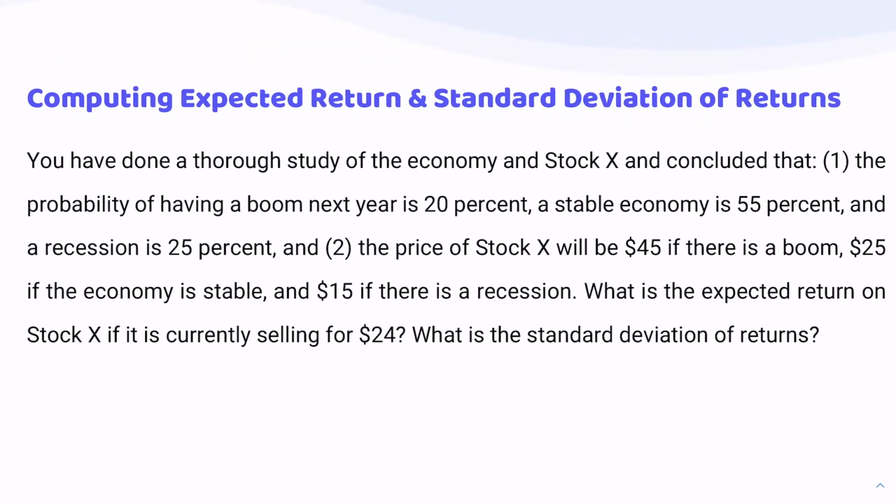We have the following question in which you need to be able to figure out how you find your returns and your standard deviation of returns. So let's read through it together. You have done a thorough study of the economy and stock X and concluded that 1. The probability of having a boom next year is 20%, the probability of having a stable economy is 55%, and the probability of a recession is 25%. And 2. The price of stock X will be $45 if there's a boom, $25 if the economy is stable, and $15 if there is a recession. What is the expected return on stock X if it is currently selling for $24? And then what is the standard deviation of returns?